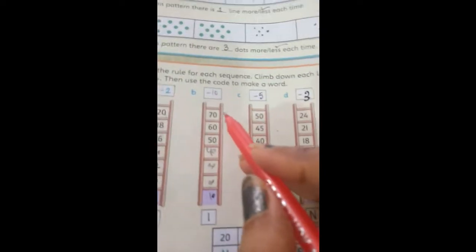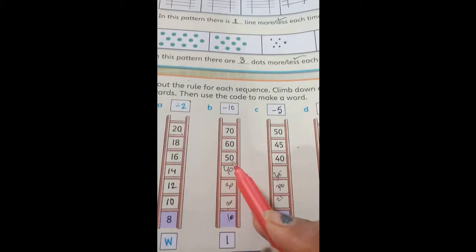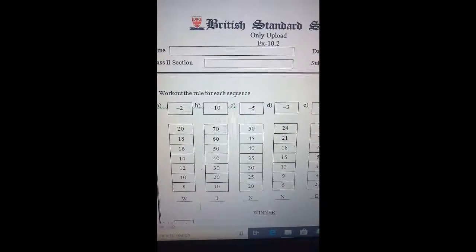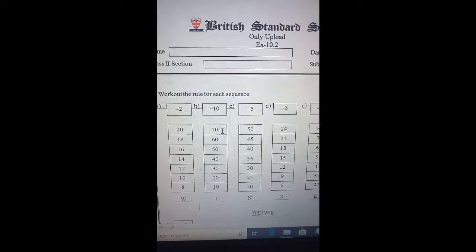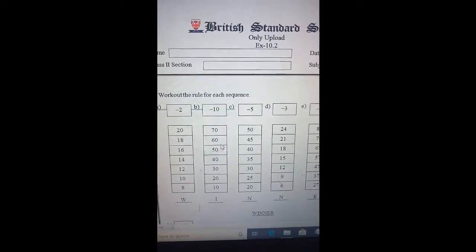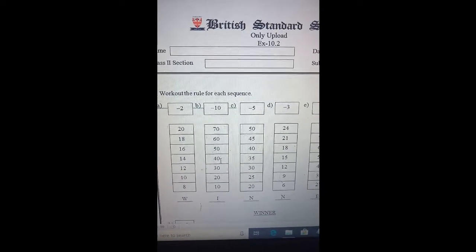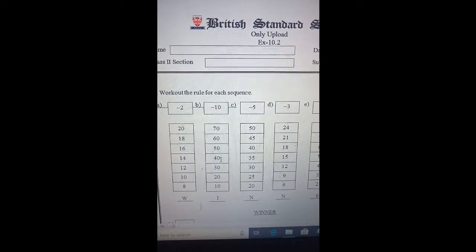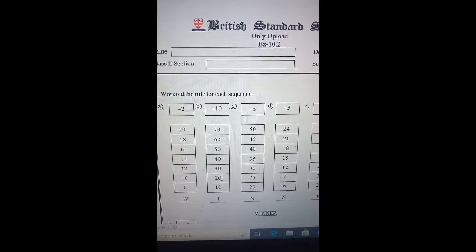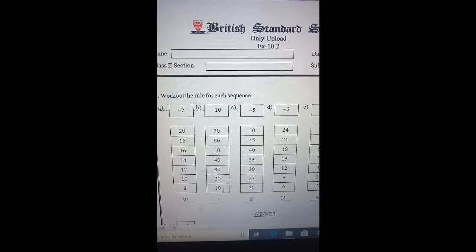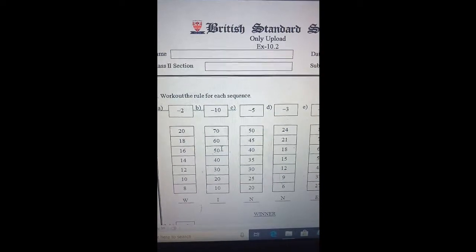In number B, look at here. Here is 70, 60, 50. Here we can see first one is 70 and the backwards numbers are 60, 50, 40. That means in letter B, we have to subtract 10 from each number. Then we get here 30, 20 and 10. After that, we have to write in this box minus 10 because we have to subtract 10 from each number.